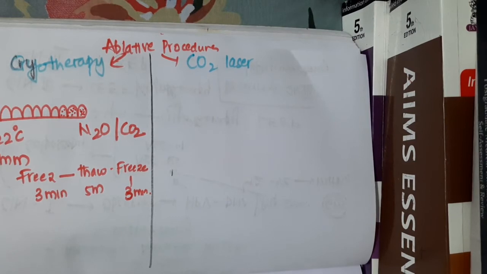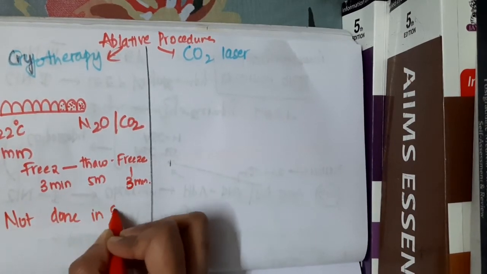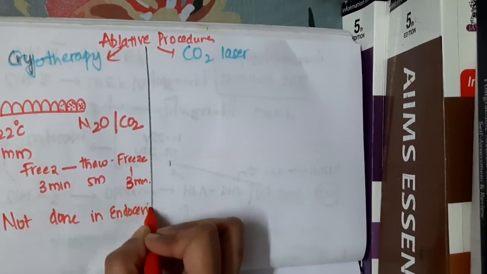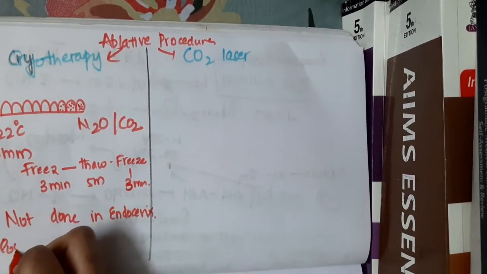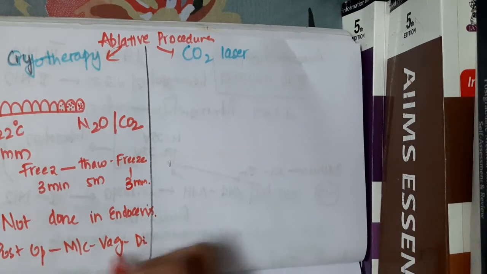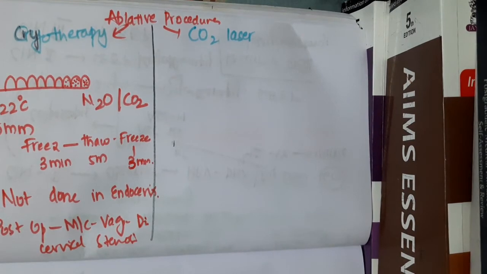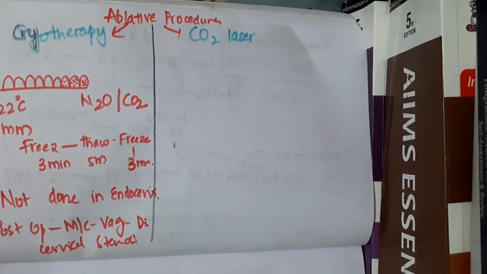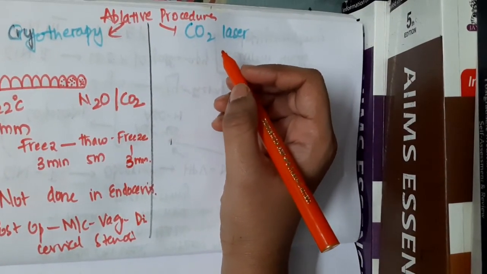Now, if the lesion is present on the ectocervix only, we can do cryotherapy. If the lesion is present on the endocervix, then we do not do cryotherapy. The post-op complications: most commonly it is associated with vaginal discharge, or there can be cervical stenosis seen after cryotherapy.